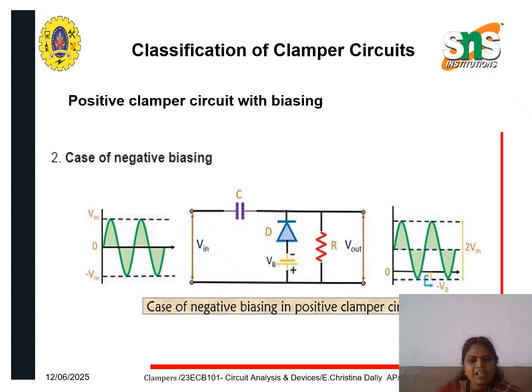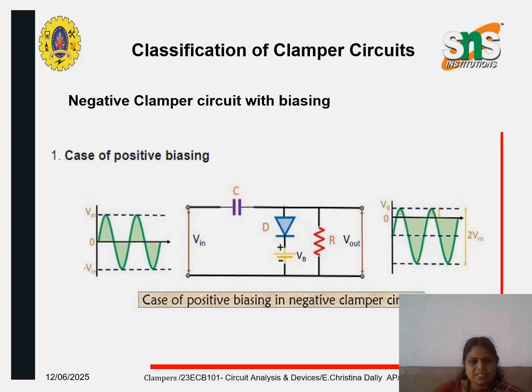In case of negative biasing, the diode is connected as it is, but the supply is reversely connected. The negative is applied to the anode, so the output will be in the form of negative biasing.